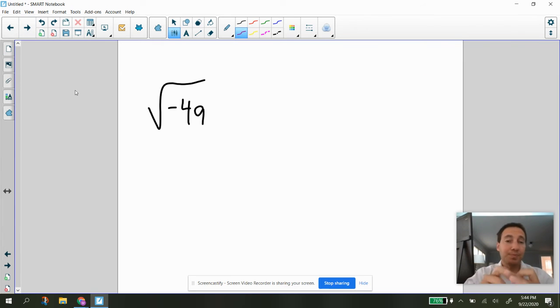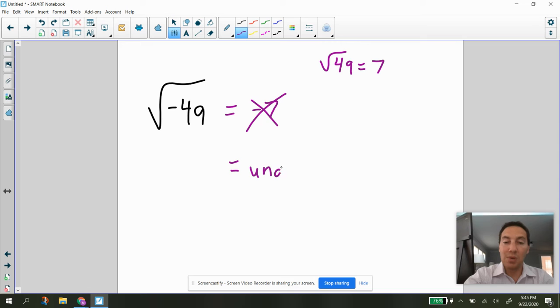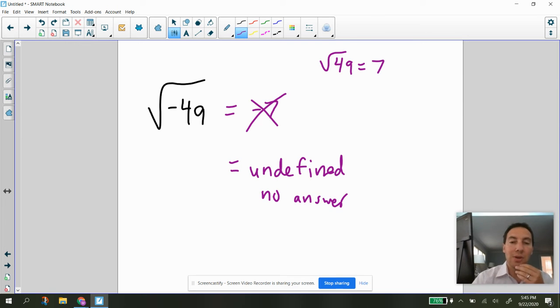All right, this one, square root of -49. Hopefully you know that the square root of 49 would be 7 because 7 times 7 is 49. First you might think maybe this is -7, but that doesn't work because -7 times -7 would be positive 49. Well, it also can't be positive 7, so the answer is there is actually no answer. So that's why we say it's undefined. Or you could write no answer because there is no square root of -49.